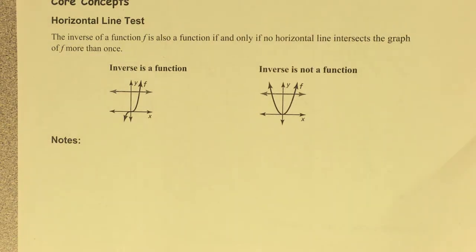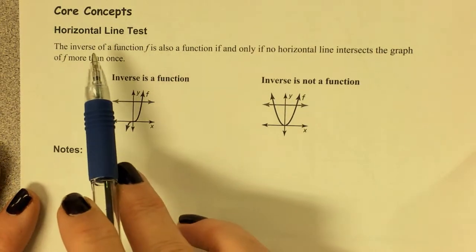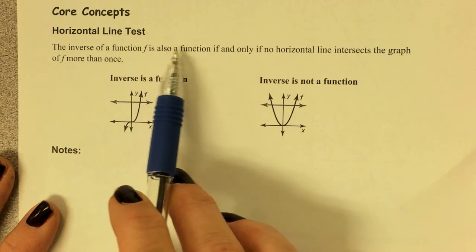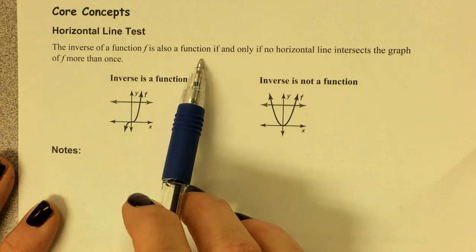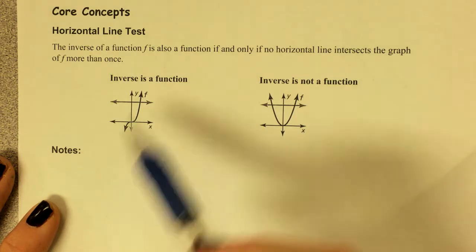Okay, so we are looking at page 150, talking about inverses. So this is a horizontal line test. What this is used for is if we want to know if the inverse of a function is an actual function itself. So every time we're given a function, can somebody get that?